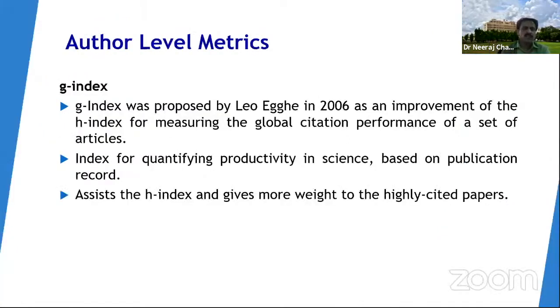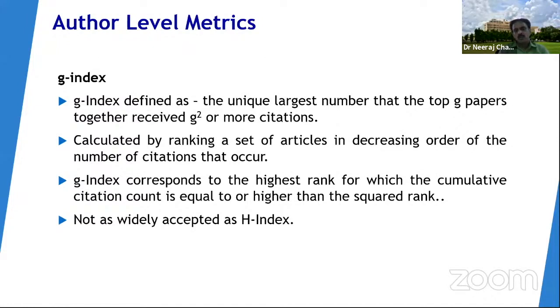Now, what is the G index? The G index is also one of the indexes which is used, and it was proposed by Leo Egghe in 2006 as an improvement of the H index for measuring the global citation performance of a set of articles. It quantifies productivity in science based on publication records. It also complements the H index and gives more weightage to highly cited papers. So how is it calculated? Basically, the G index is the unique largest number such that the top G papers together receive G squared or more citations. We will see some examples in the next slides.